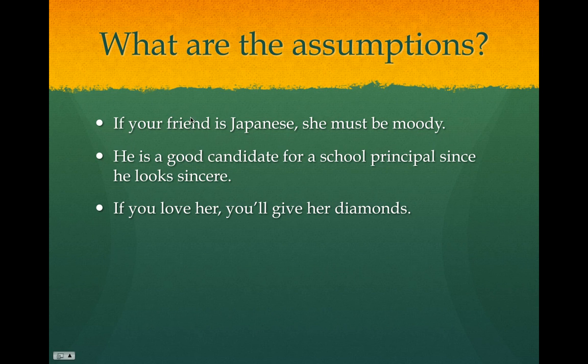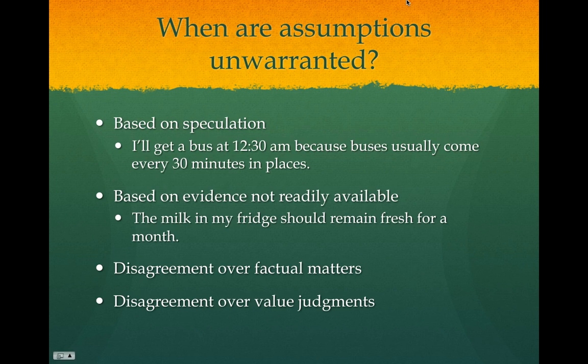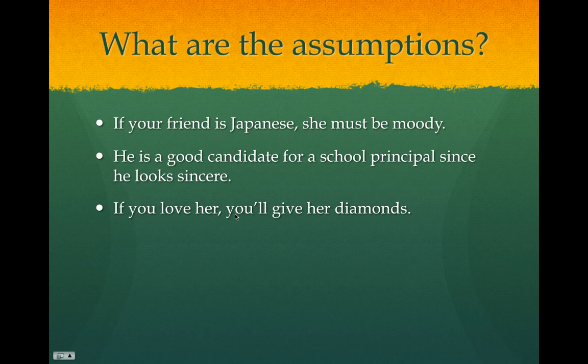So if your friend is Japanese, she must be moody. I'm arguing that if you have a friend that's Japanese, she must be moody. What's the assumption? That all Japanese folks are moody. Now, is that a warranted one or an unwarranted one? Hopefully we're all saying unwarranted, as there is no evidence to support that. And that's really speculative, so it's kind of a mixture of all of these.